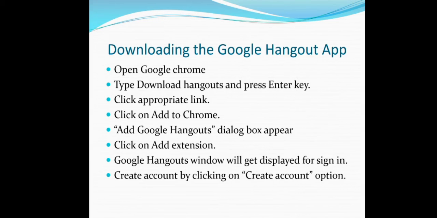Click on add to Chrome. Then an add Google Hangout dialog box appears. Then click on the add extension button there. After clicking on add Google Hangout, you will get an option, add extension. Click on that, and the Google Hangout window will get displayed for sign in. You will get a window for signing in to the Google account. If you have a previous account created with Gmail, then you can log in with your ID and password. If you do not have an account, then firstly you have to create an account. You can create an account by clicking on the create account option, and after that you can sign in to the Google Hangout app.